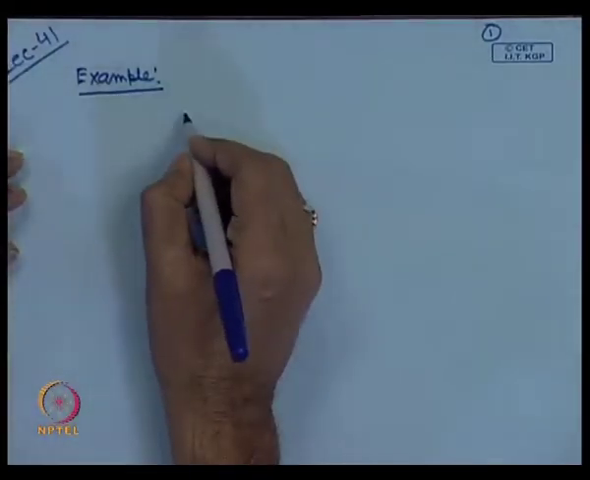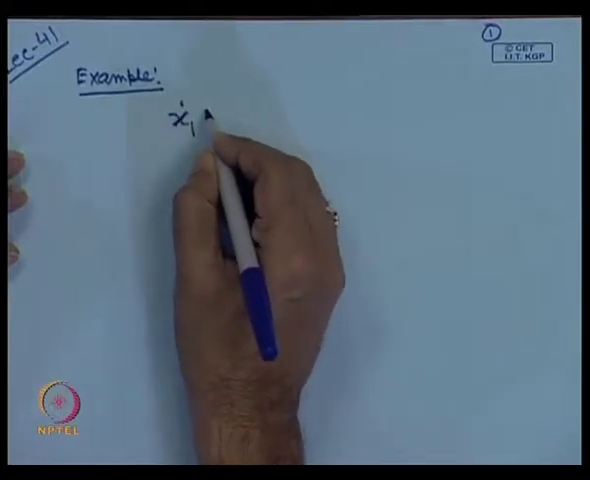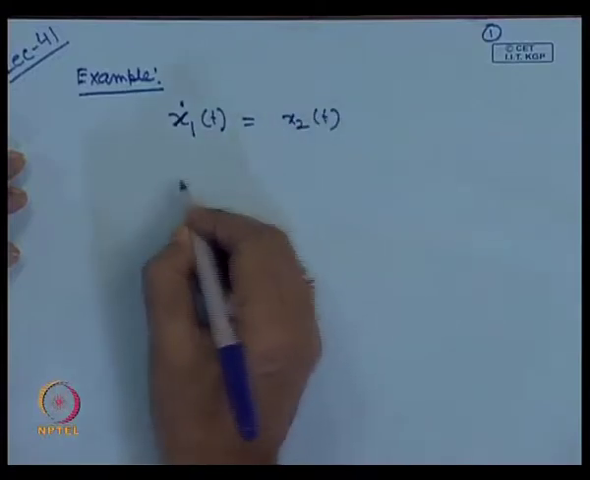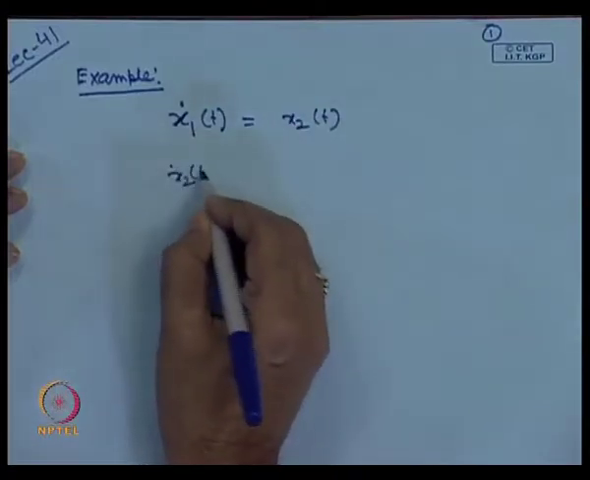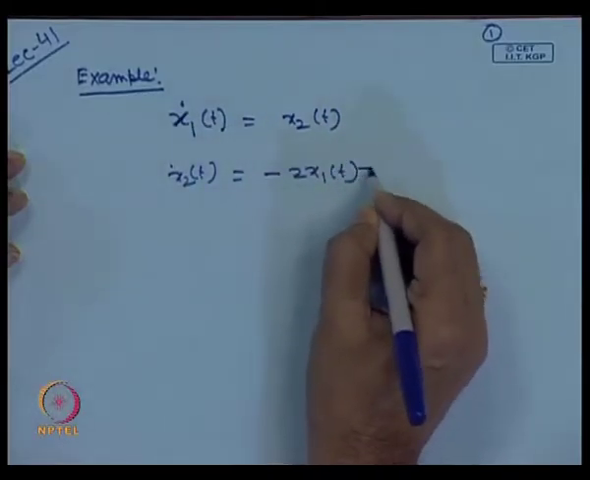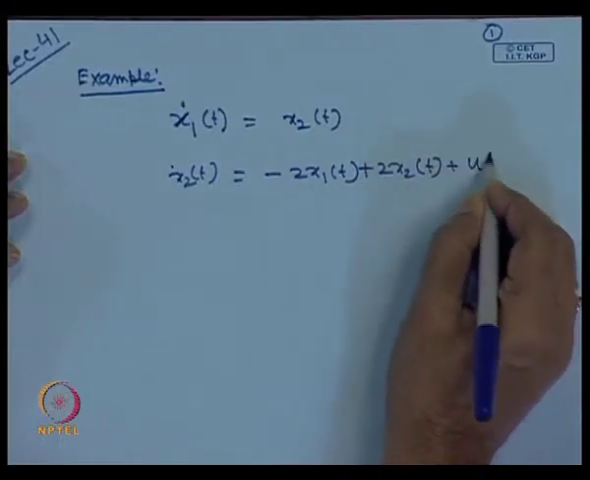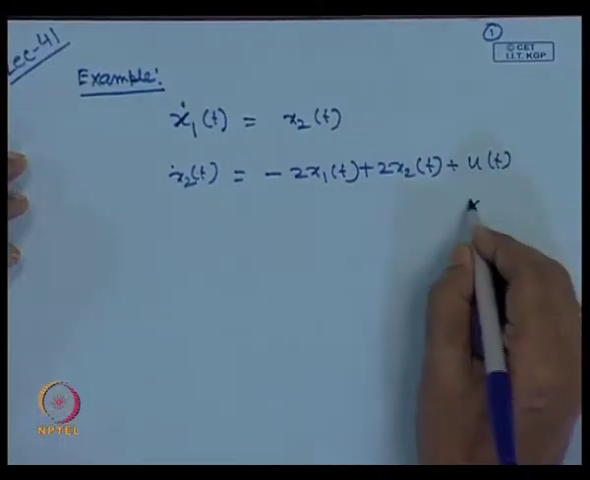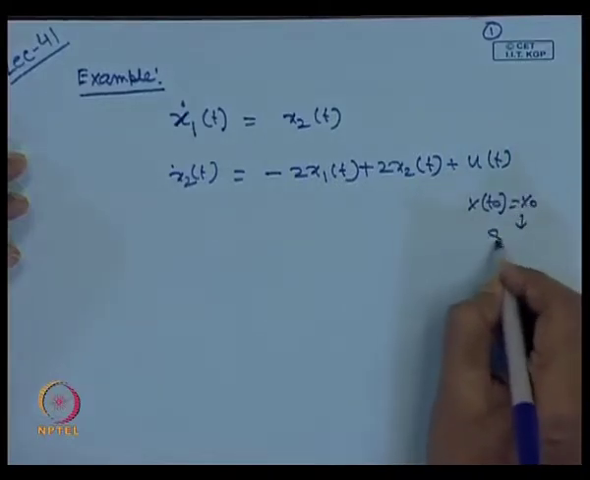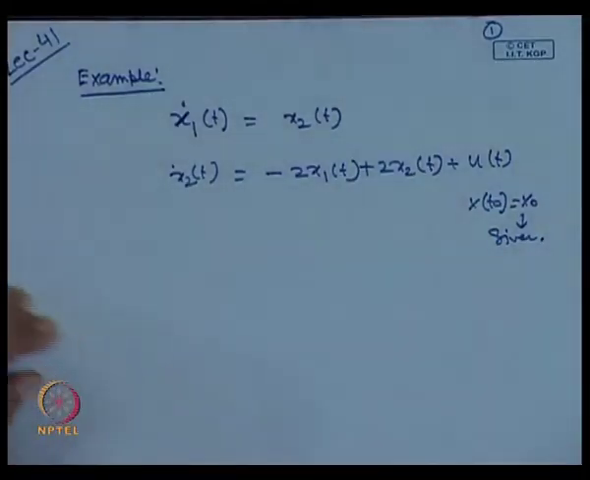Let us consider our dynamic system, which is a second order dynamic system: x1 dot is equal to x2 of t, and x2 dot of t is equal to minus 2 x1 of t plus 2 x2 of t plus u of t, and some initial condition is given. So, our problem is to determine a control law.